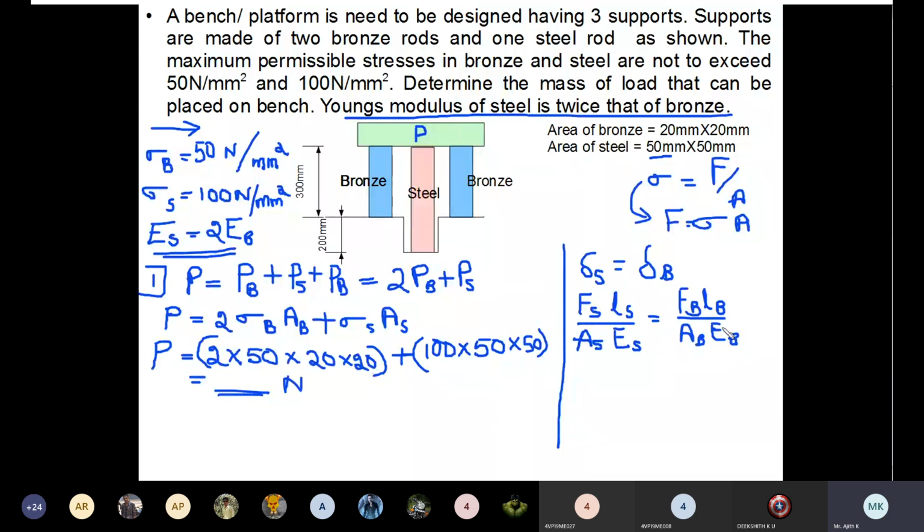You can substitute all known values. While substituting all known values here, this F by A, I can write it as F divided by A, which is sigma. So this equation will become sigma S, replacing F by A using sigma, so sigma S into Ls divided by Es is equal to sigma B, where sigma B is Fb by AB into Lb divided by EB.